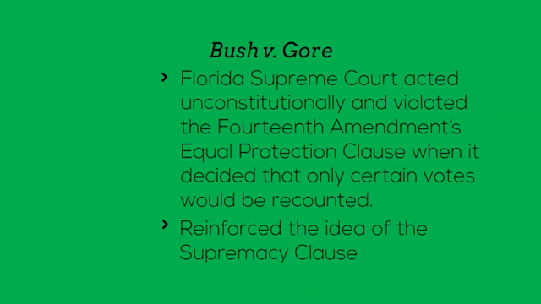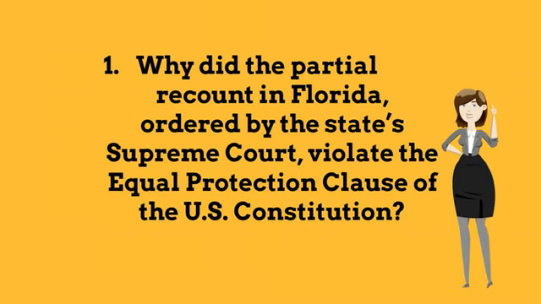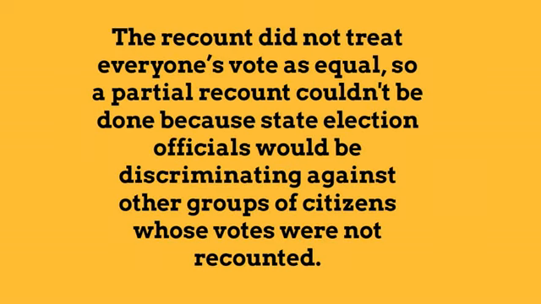Let's check in. Why did the partial recount in Florida, ordered by the state Supreme Court, violate the Equal Protection Clause of the U.S. Constitution? Answer: the recount did not treat everyone's vote as equal, so a partial recount couldn't be done because state election officials would be discriminating against other groups of citizens whose votes were not recounted.